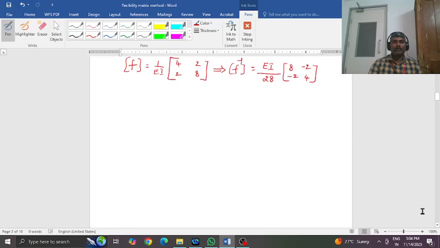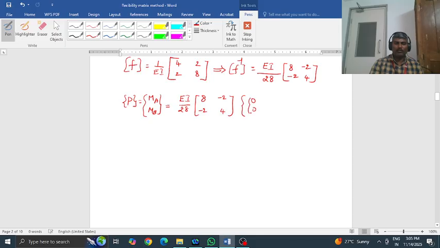Right, now substituting in the compatibility equation, this P_H is equal to MA, MB equals F inverse. This is EI by 28, matrix 8, minus 2, minus 2, 4, into the delta matrix. You remember the first delta is 0, which we have evaluated, and this is 2880 by EI and 3946.67 by EI.